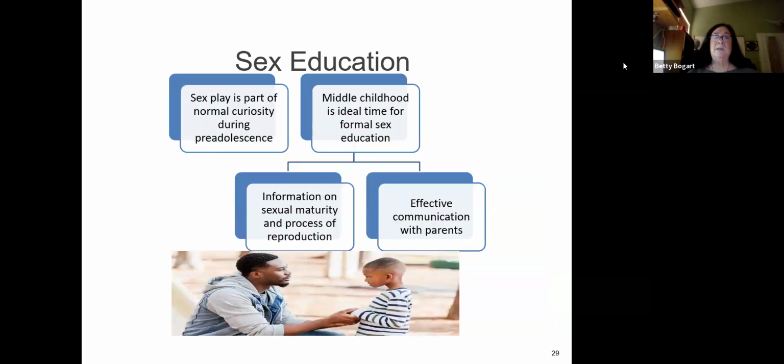School age children are getting more and more curious about sex. Again, the thing is, ask them what they understand first. Don't think they understand the whole thing. All right. And then if they ask questions, you answer them as honestly as you can.